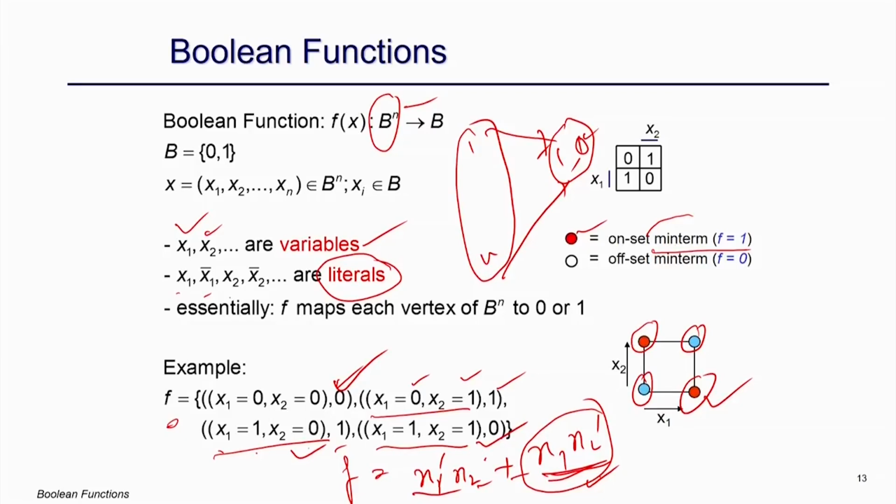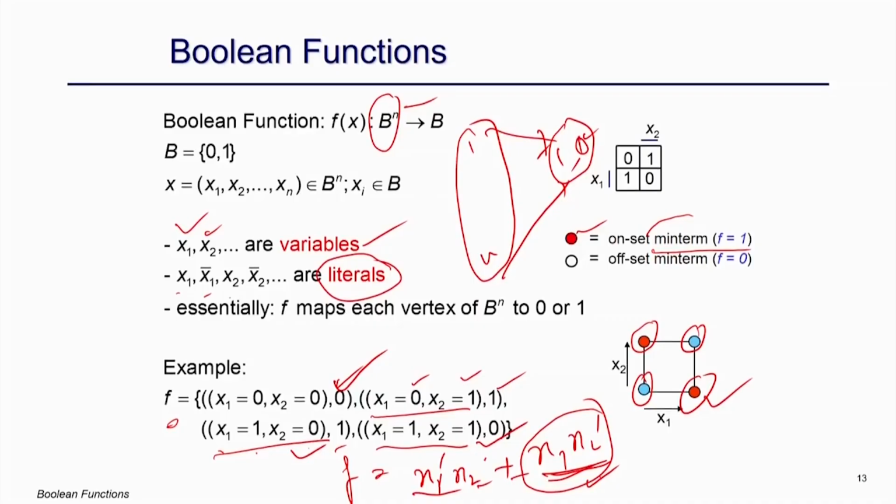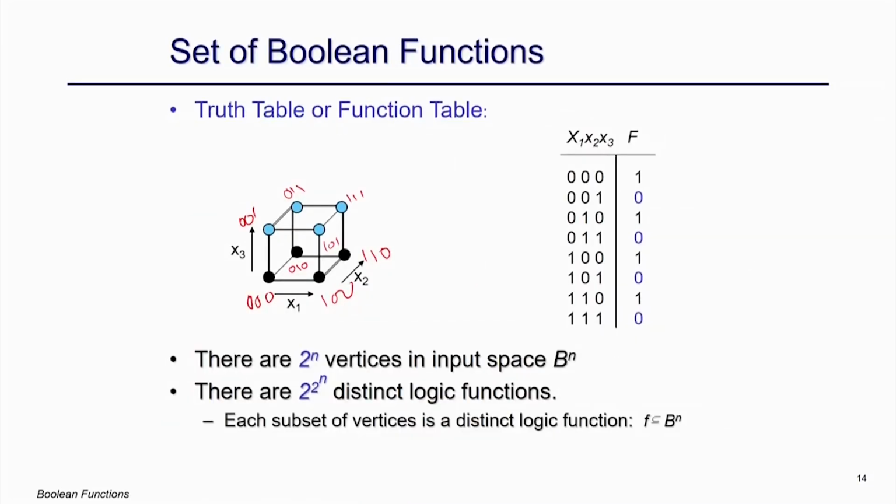So, the key point here is that a Boolean function takes n Boolean variables and maps them to 0 or 1. The literals are the variable x or its complement form. The onset is basically those min terms where the function is 1, and the offset is where the function is definitely 0, right. So, that is how we represent the Boolean function.